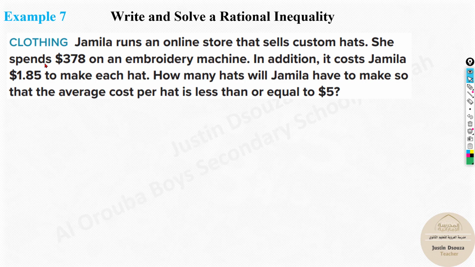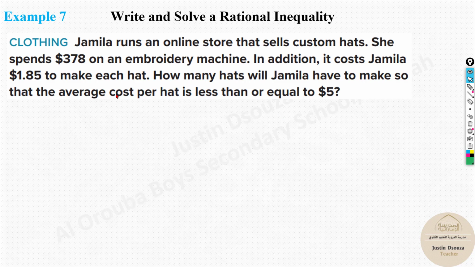Jamila runs an online store that sells custom hats. She spends $378 on an embroidery machine. In addition, it costs Jamila 1.85 to make each hat. How many hats will Jamila have to make so that the average cost per hat is less than or equal to $5? Okay, less than or equal to $5. This is an inequality problem.